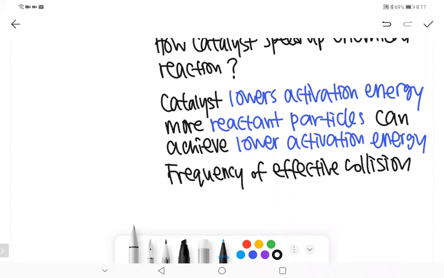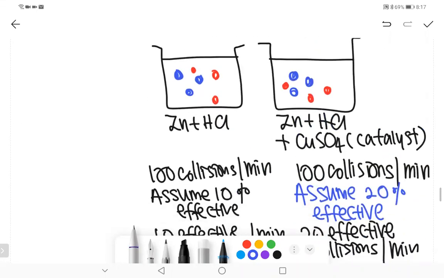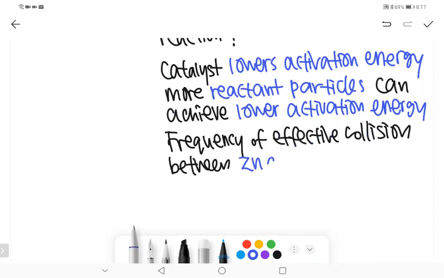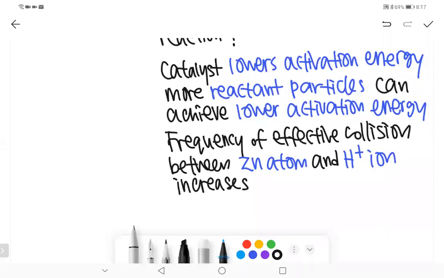So you must mention who is colliding. So who is colliding now? We have zinc, zinc atom. Hydrochloric acid, acid is H+. So zinc atom and H+ ion. So frequency of collision between zinc atom and H+ ion increases. So when we get many effective collisions, our reaction becomes faster.